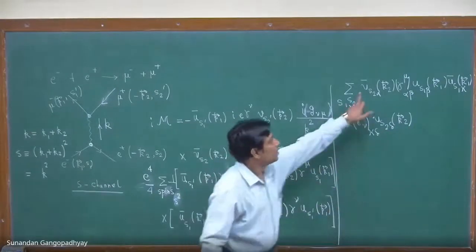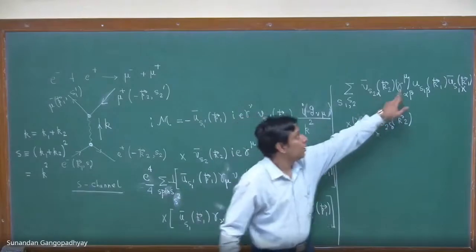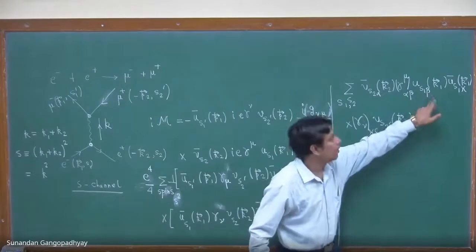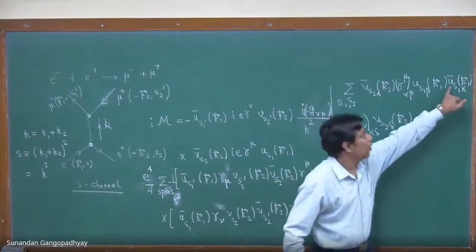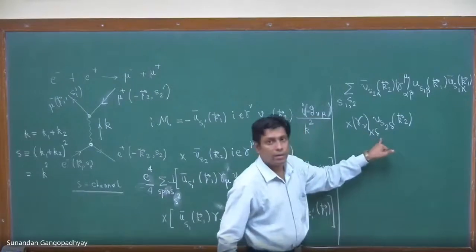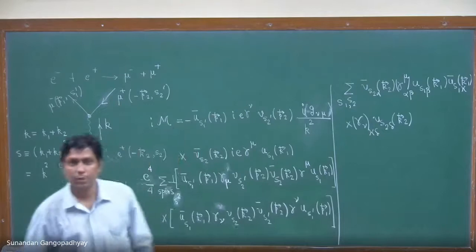So what I have done is V bar it was S2, so I now put an index alpha, then gamma mu alpha beta, then U S1 beta, that completes it. Now U bar S1 kappa, gamma mu kappa delta, V S2 delta. Okay?